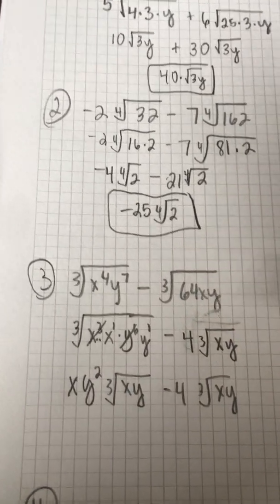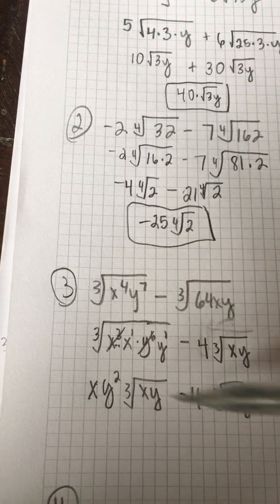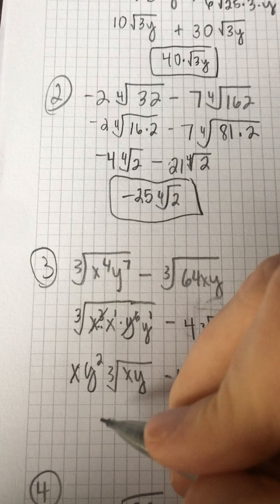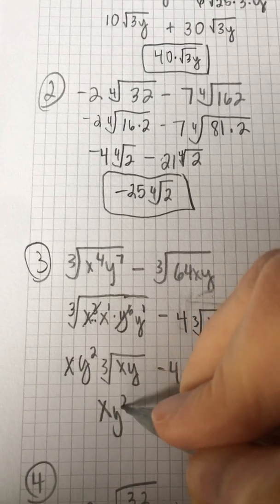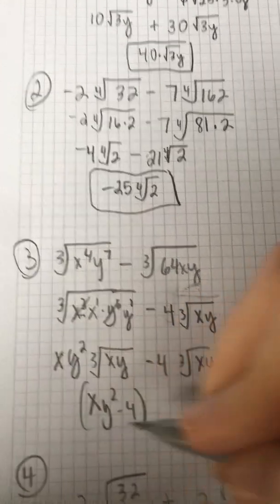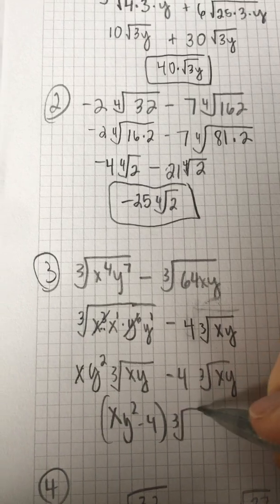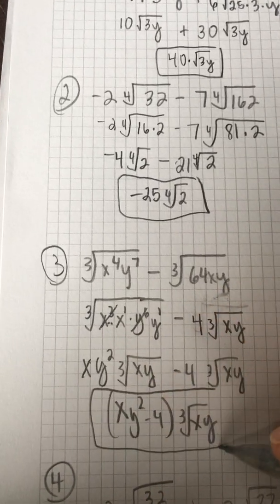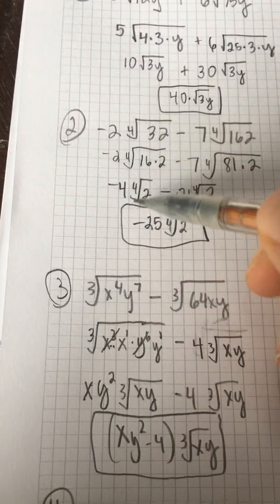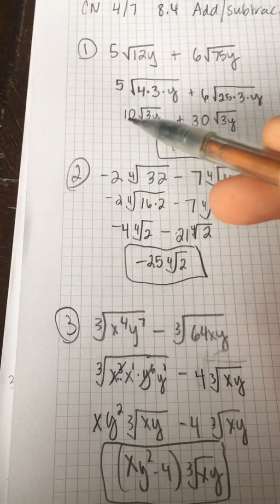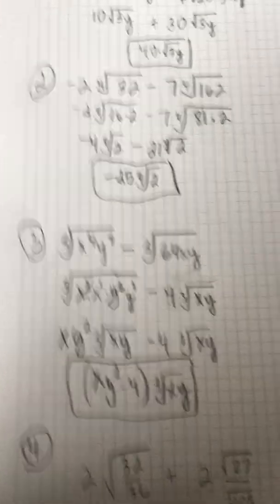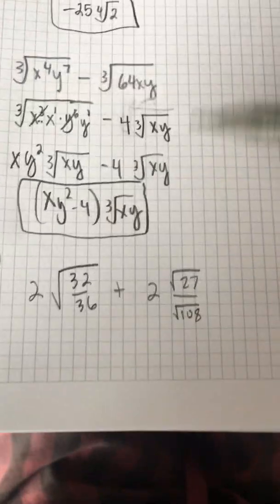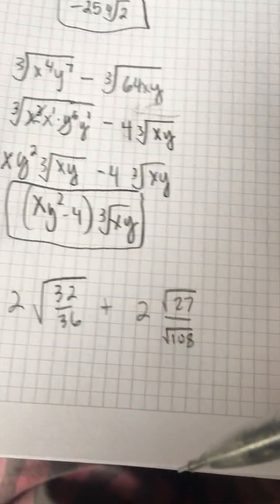Are these like? Yes, I see cube roots and I see the same radicand. But what's outside is not like, so how do we show that? We just show xy squared minus 4 times our cube root of xy. Final answer. We can't put those together like we did here because those were like, and 10 and 30 were like. And our last one, we are being asked to add, so we're still adding radicals here.